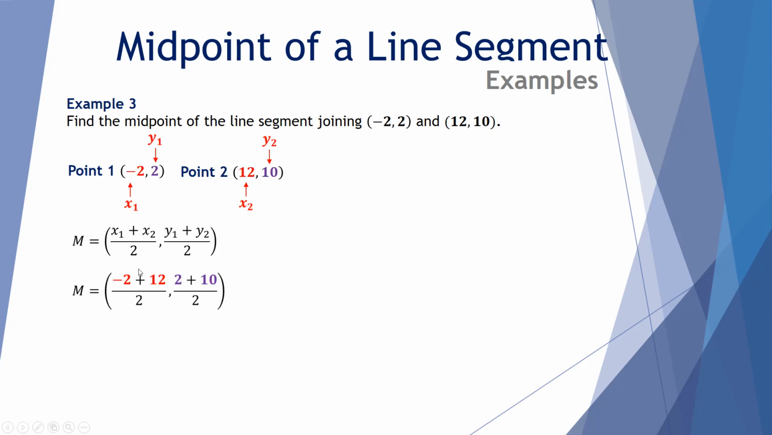So x1 is -2, x2 is 12. y1 is 2, y2 is 10. -2 plus 12 gives me 10, 2 plus 10 gives me 12, and when we divide those by 2, they give us the coordinates for the midpoint: x equals 5 and y equals 6.